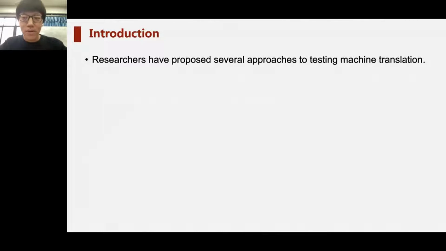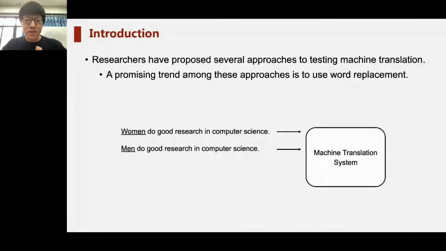Recently, quite a few approaches have been proposed for testing machine translation systems. A promising trend among those approaches is to use word replacement. For example, given the sentence, women do good research in computer science, a testing approach can generate an input sentence by replacing the word woman with a similar word man. This input is further paired with the original sentence as test input.